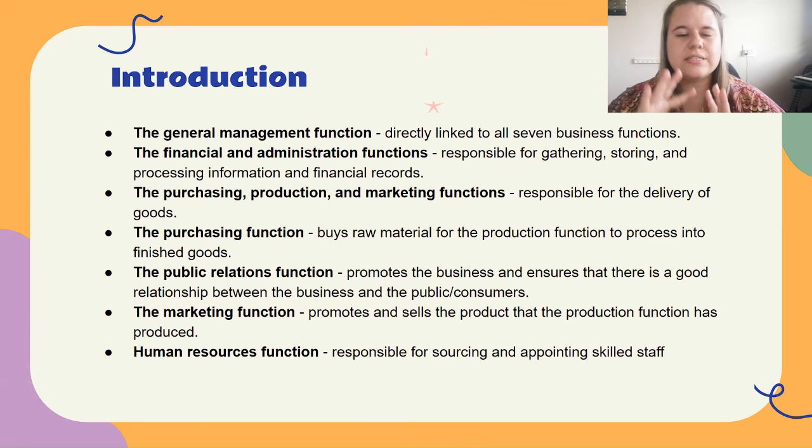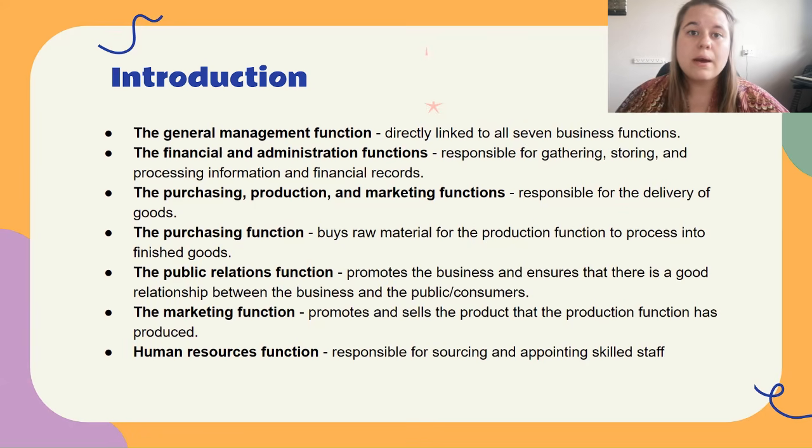All right, then just a snippet, a small piece into each of the business functions, and then we will dive more properly into the functions later in the video. So the general management function. This is directly linked to all the 7 business functions. The financial and administration function is responsible for gathering, storing, and processing information and financial records. The purchasing, production, and marketing functions are responsible for the delivery of the goods.